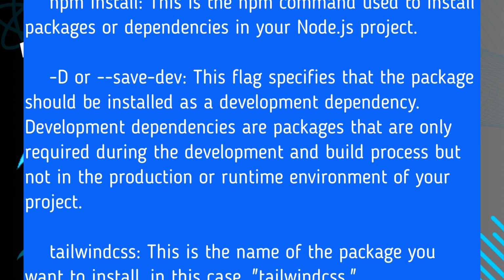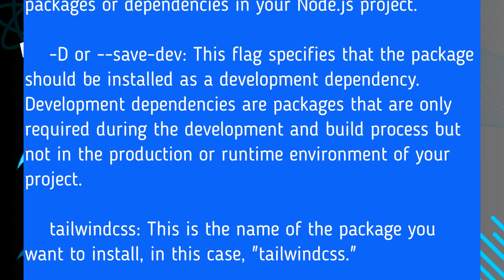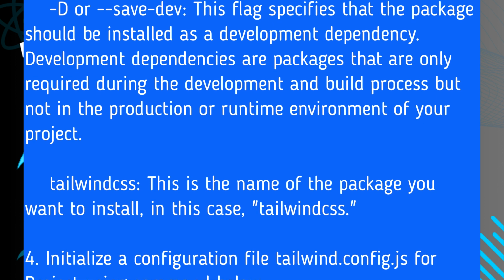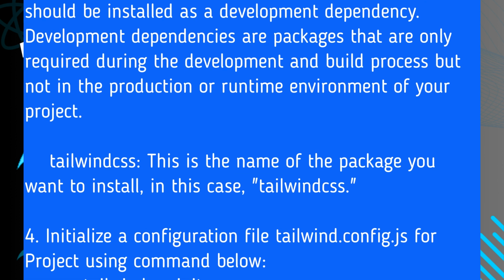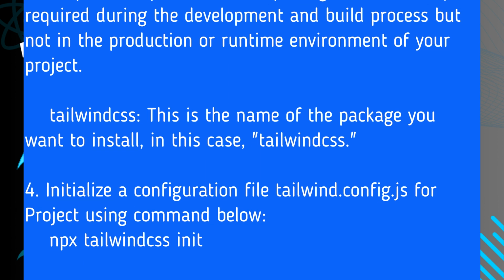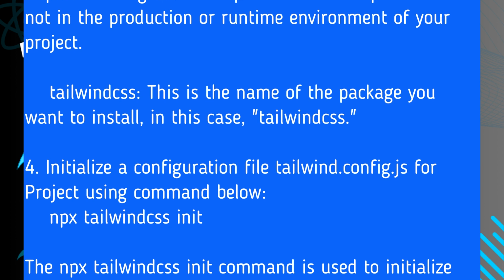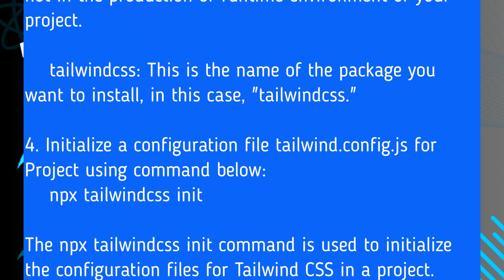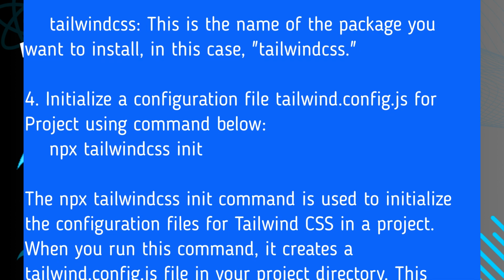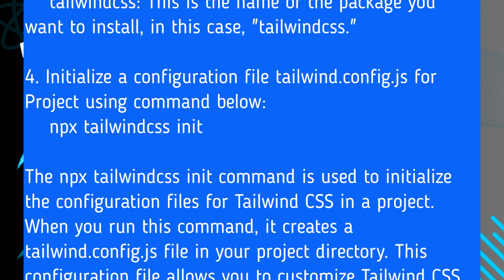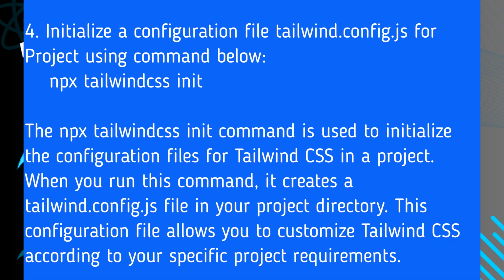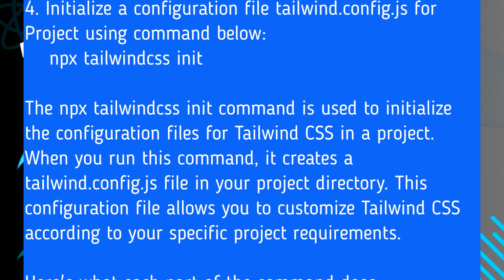4. Initialize a configuration file, tailwind.config.js, for your project using the command below. npx tailwind init. The npx tailwind init command is used to initialize the configuration files for Tailwind CSS in a project. When you run this command, it creates a tailwind.config.js file in your project directory. This configuration file allows you to customize Tailwind CSS according to your specific project requirements.